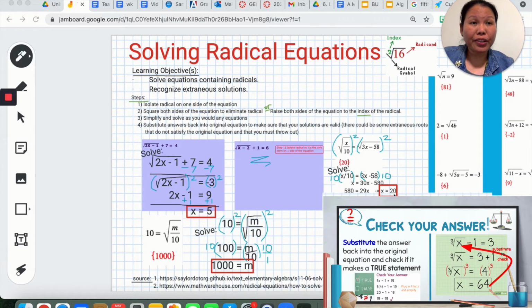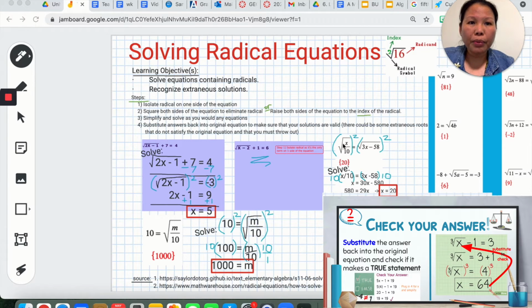As always, you can substitute it back in. We did not show the substitution, the checking part, for every single problem, but this is what you can do to check your answers. x equals 20, if I substitute 20 into x divided by 10, 20 divided by 10, I get 2.